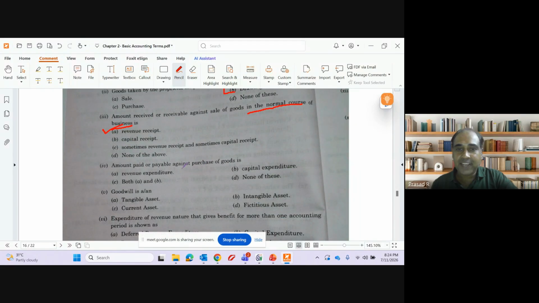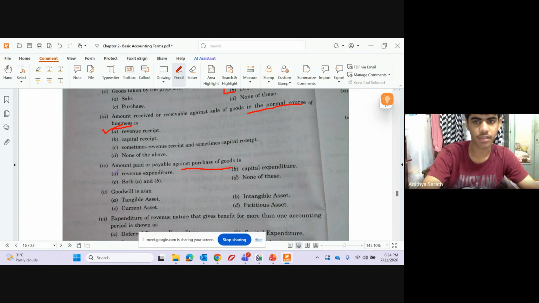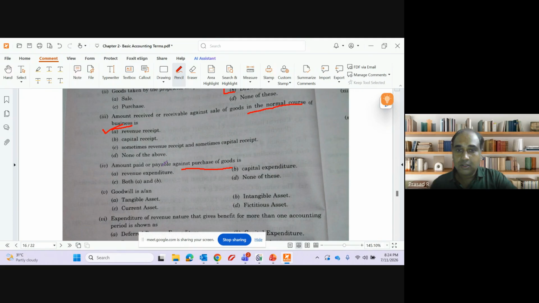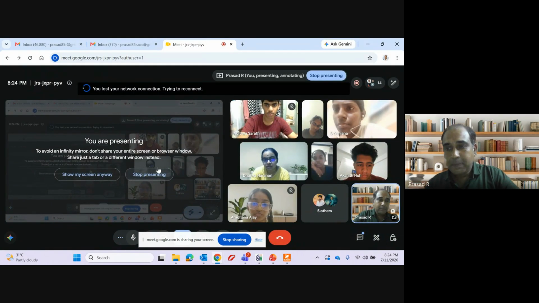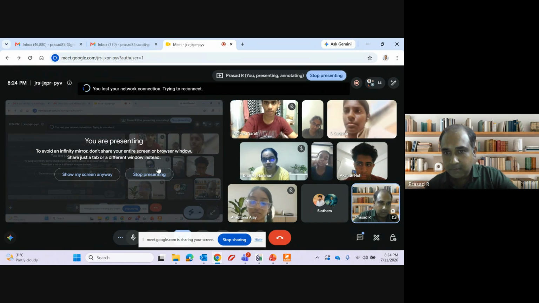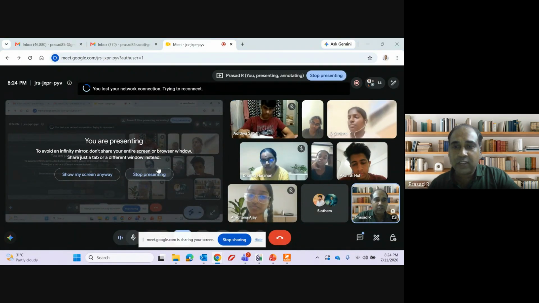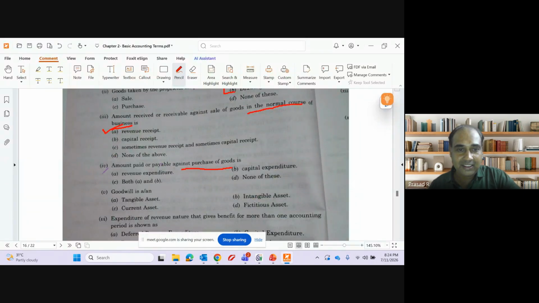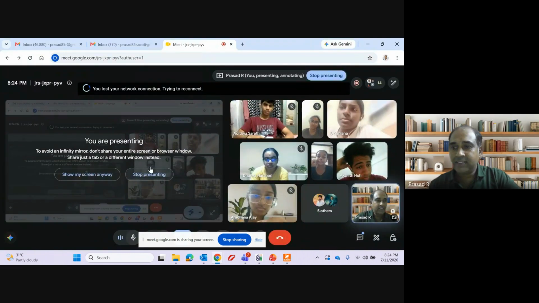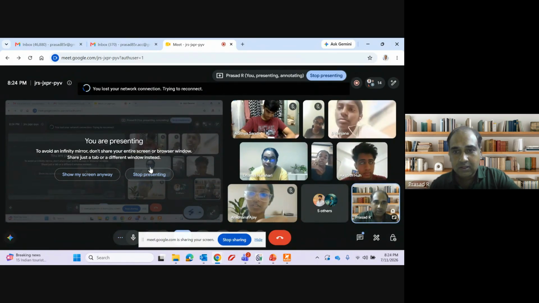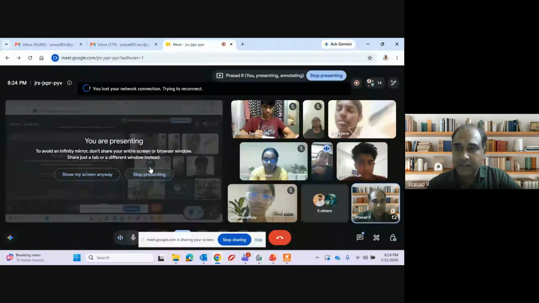Amount paid or payable against purchase of goods. Purchase of goods is my day-to-day operation. Is it revenue or capital expenditure? My business is purchase and sale of goods. So whatever I do related to purchase or sale of goods is called revenue expenditure. In simple words, it is nothing but purchase. Purchase of goods is revenue expenditure.